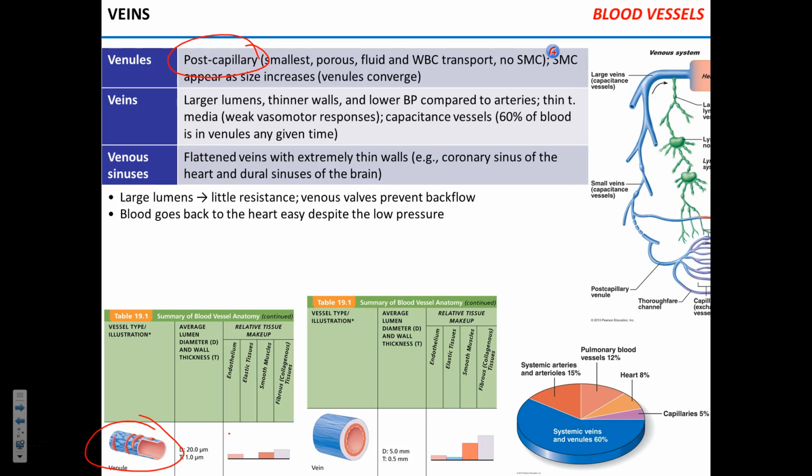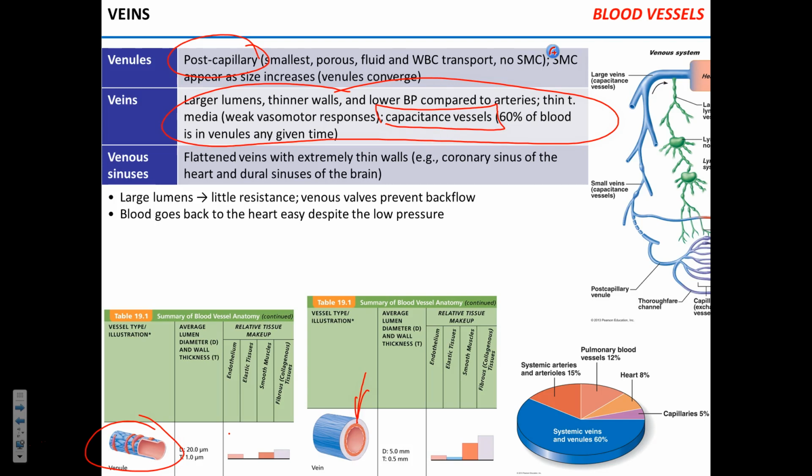Okay? As veins become bigger, they have a very thin layer of smooth muscle, so weak vasomotor response, and the main function of veins is to be capacitance vessels.